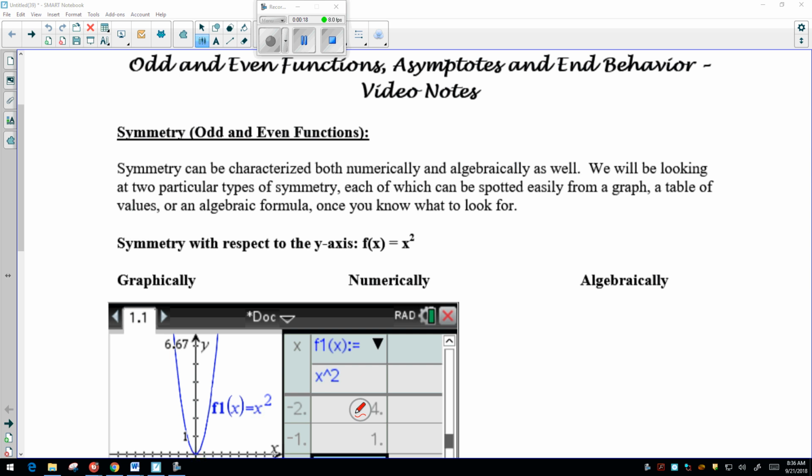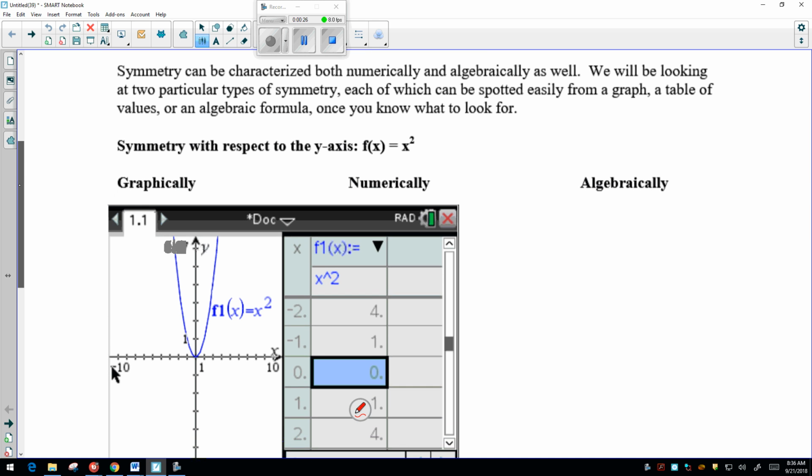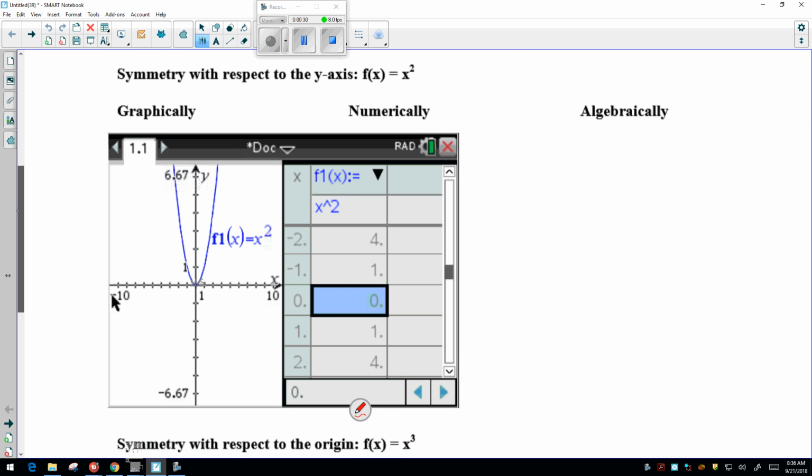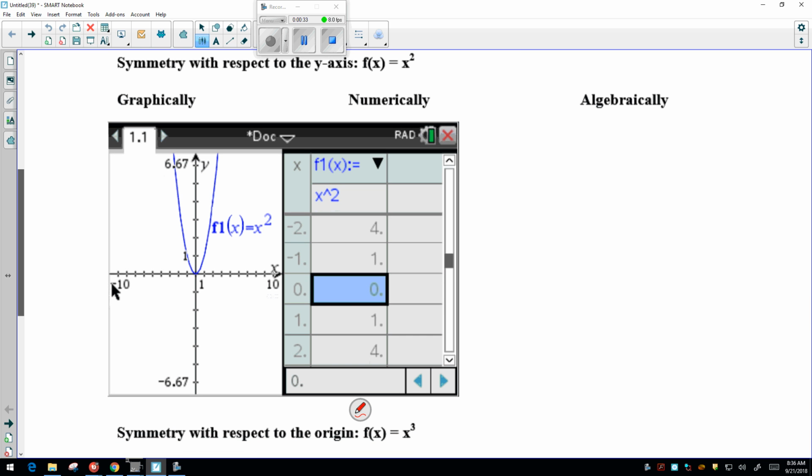So we can look at this a whole bunch of different ways. We can look at it graphically, numerically, meaning looking at tables, and then algebraically. So we will want to be able to definitely do this algebraically, but support it graphically and numerically. So our first example is talking about symmetry with respect to the y-axis. And this will be referred to as an even function.